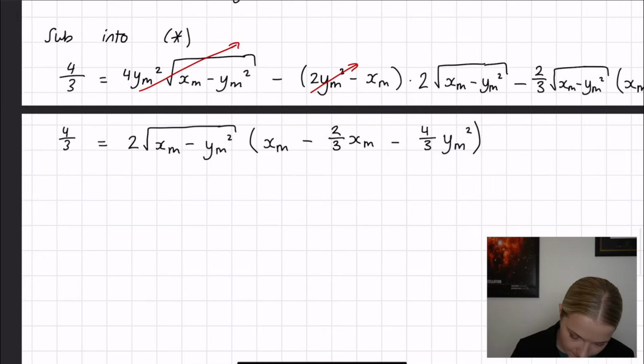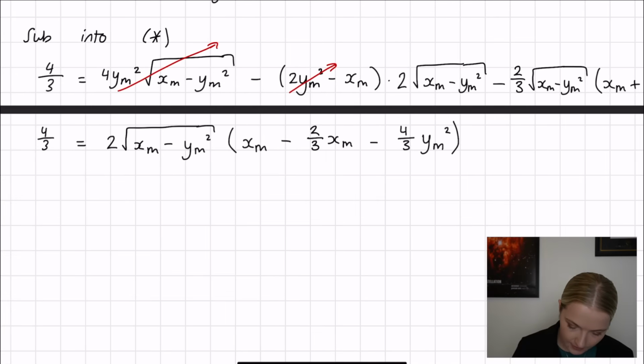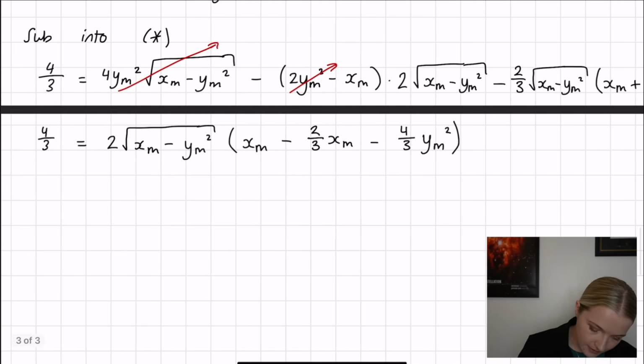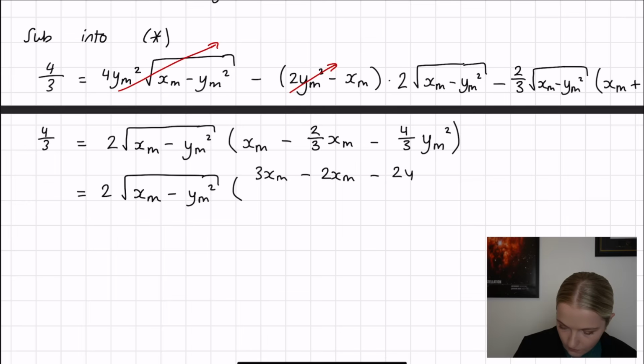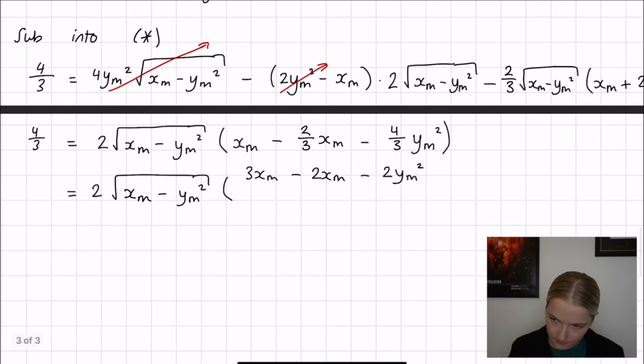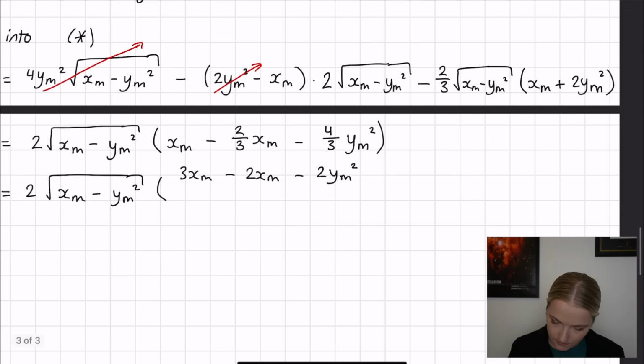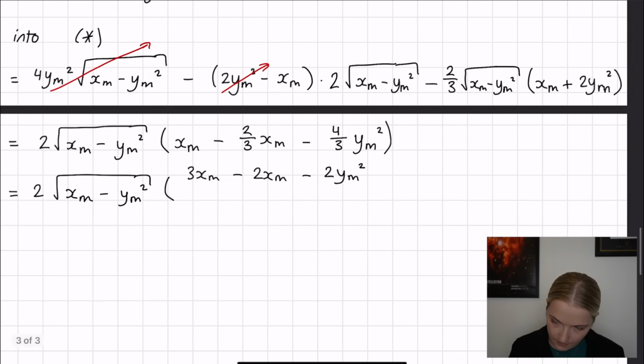Okay. Now we can take out a factor of a third in here. So that would become, well, we'd have 2 all of this again. And we would just have 3xm minus 2xm minus 2ym squared, I believe. Let me just double check.